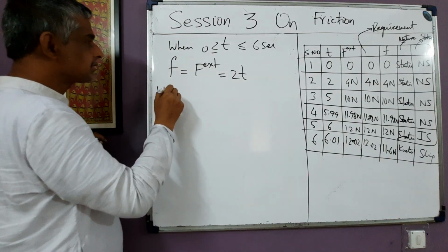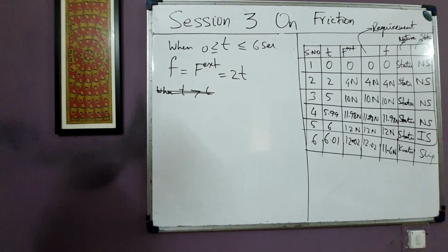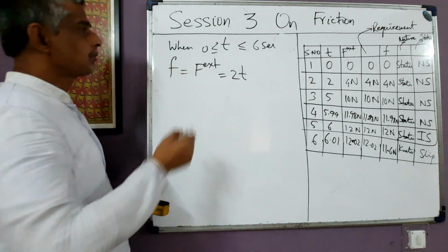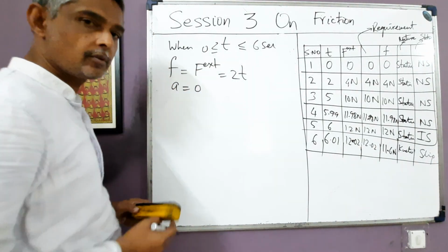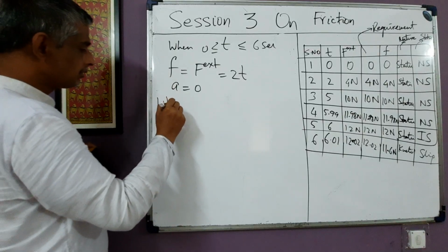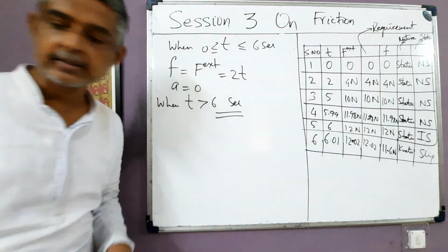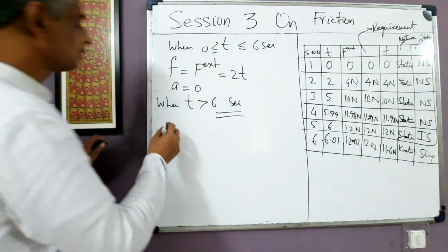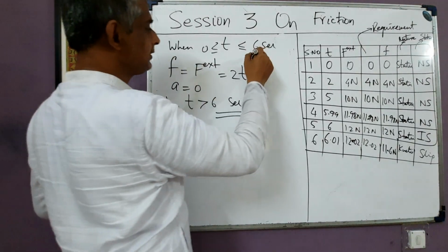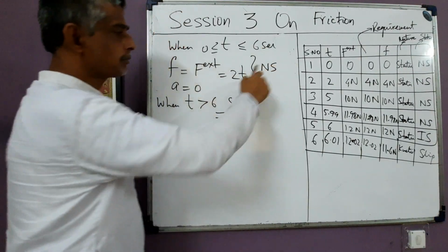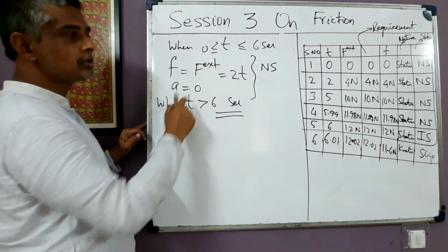And when t exceeds 6 seconds, one more thing: in the interval 0 to 6 seconds, the block does not slip over the fixed surface. So the acceleration of the block is also 0. When t exceeds 6 seconds, we see that slipping starts. Till 6 seconds there was no slip, that is, the block was not moving over the fixed surface, so the acceleration of the block with respect to ground is 0.